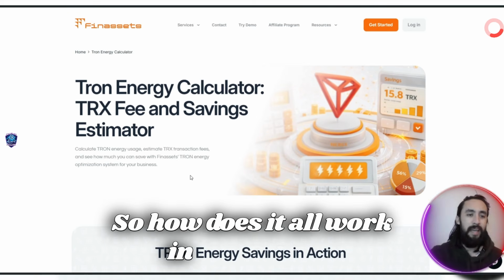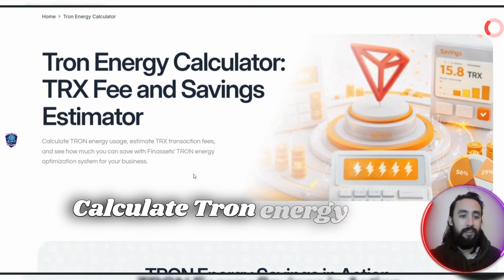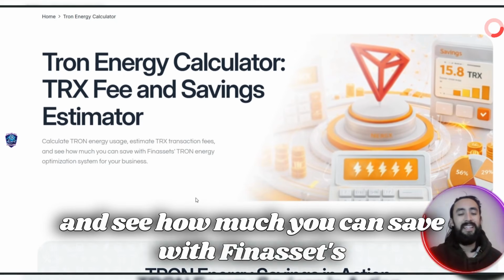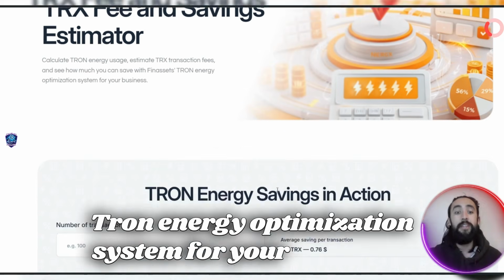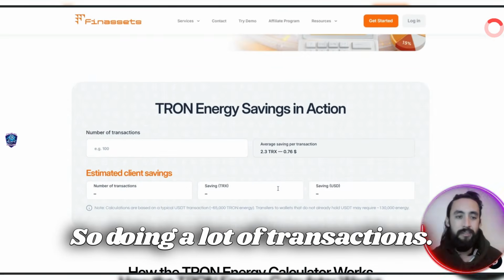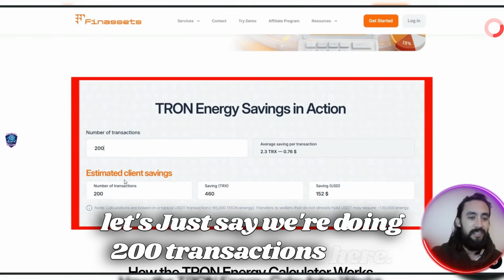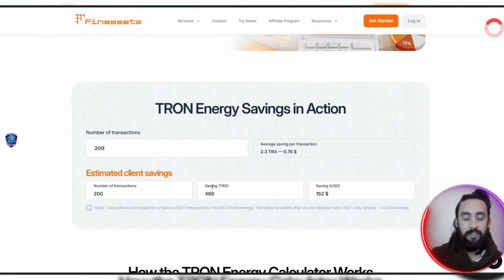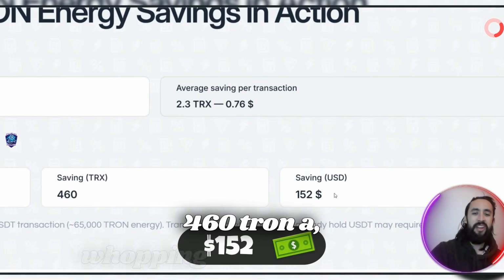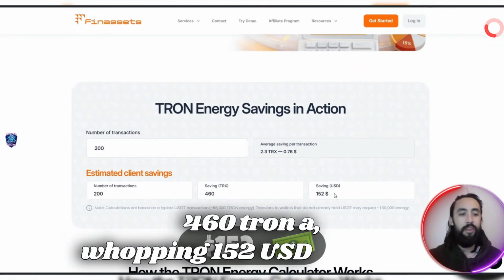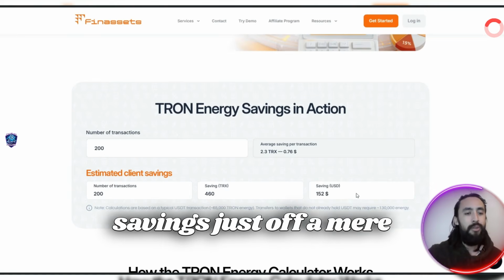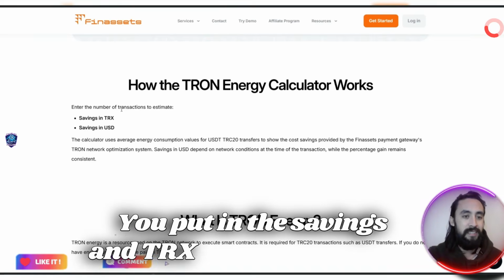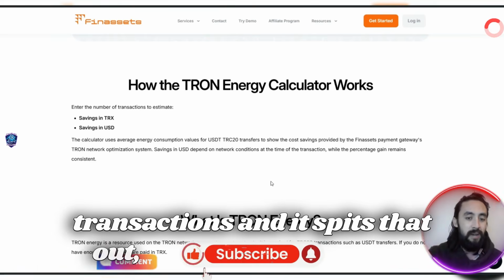So how does it all work in a nutshell? Calculate Tron energy usage, estimate your TRX transaction fees, and see how much you can save with Finassets' Tron energy optimization system for your business. So, doing a lot of transactions, let's just say we're doing 200 transactions here. This is the estimated savings: on 200 transactions, 460 TRX, a whopping 152 USD worth of savings just off a mere 200 transactions. It's pretty simple. You put in the transactions here, and it spits out the savings in TRX.